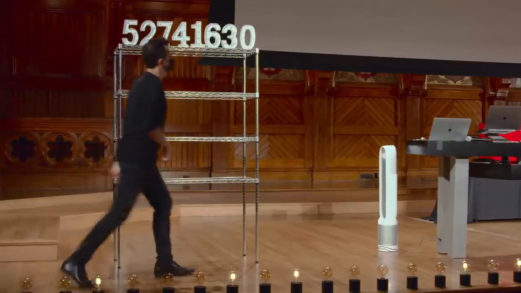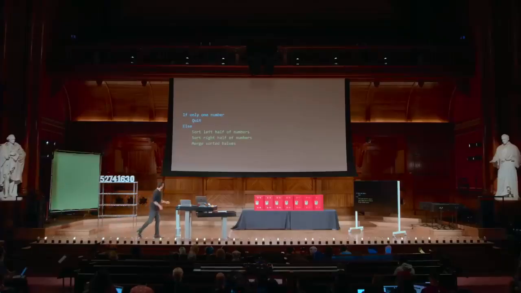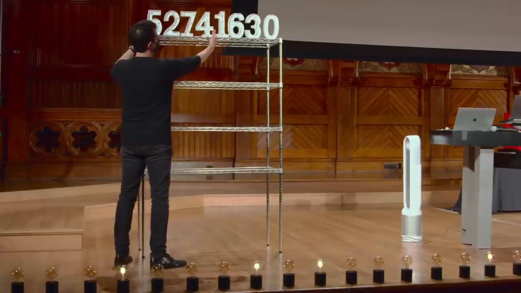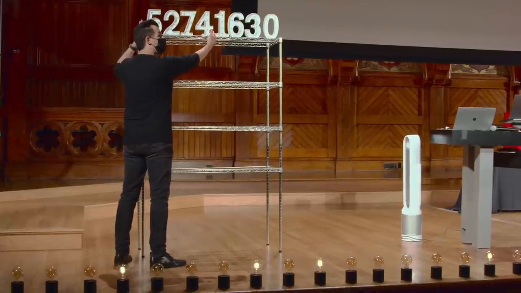All right, so let me look now at my code. I'll keep it on the screen. How do I implement merge sort? Well, if there's only one number, I quit. There's obviously not. There's 8 numbers, so that's not applicable. I'm going to go ahead and sort the left half of numbers. All right, here's the left half, 5, 2, 7, 4. How do I sort an array of size 4?